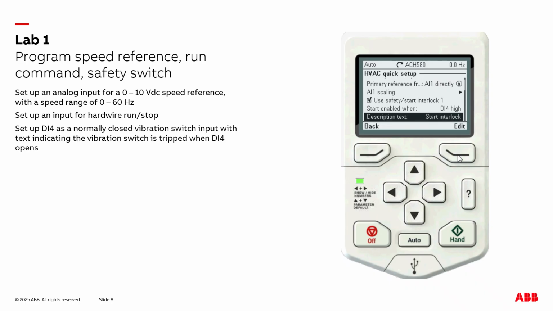So here we're going to edit this, and we're going to select vibration switch. So now if the vibration switch opens on the drive, or DI4 opens, we're going to see the words "vibration switch is preventing the drive from running" instead of just the vague words "start interlock." And that completes the first part here of Lab 1 for the programming. We're now going to cover next entering in the motor data.